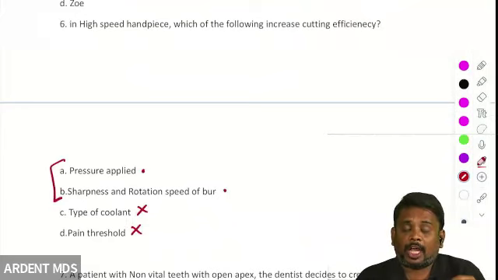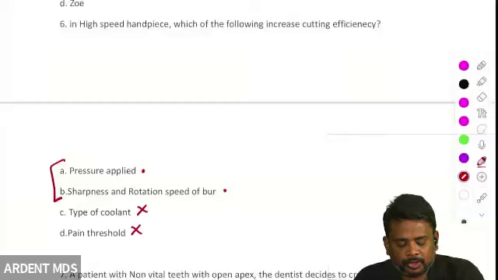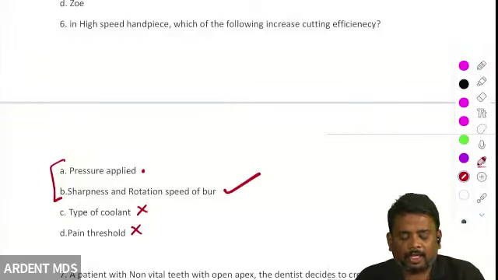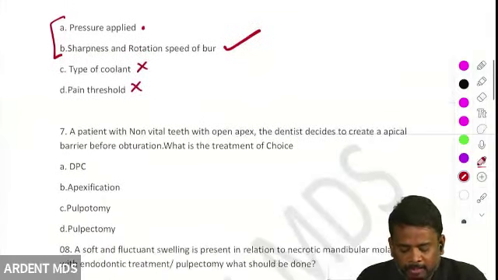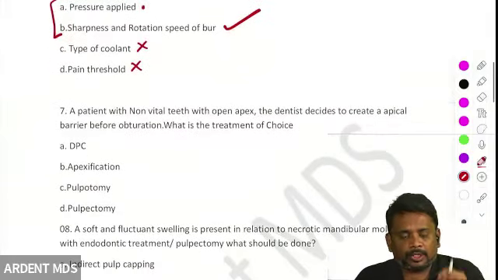So if the sharpness is good, it means cutting efficiency is obviously good. Suppose it is blunt, obviously cutting efficiency will be decreased. Straightforward question. So rotation speed and sharpness, which determines the cutting efficiency of the burr, right? So question number 7. What is the question they are talking about?